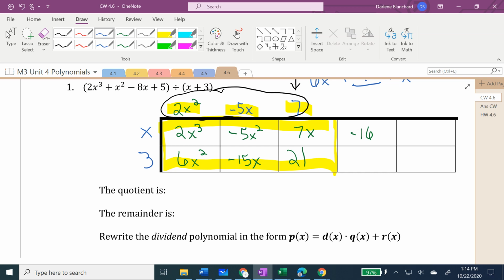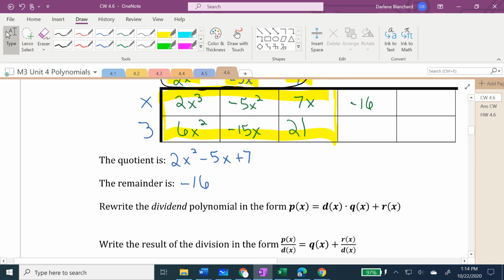Yeah, this is something you want to be talked through. So the quotient is always whatever came out of your division nicely. So that's the 2x squared minus 5x plus 7. The remainder is the negative 16.